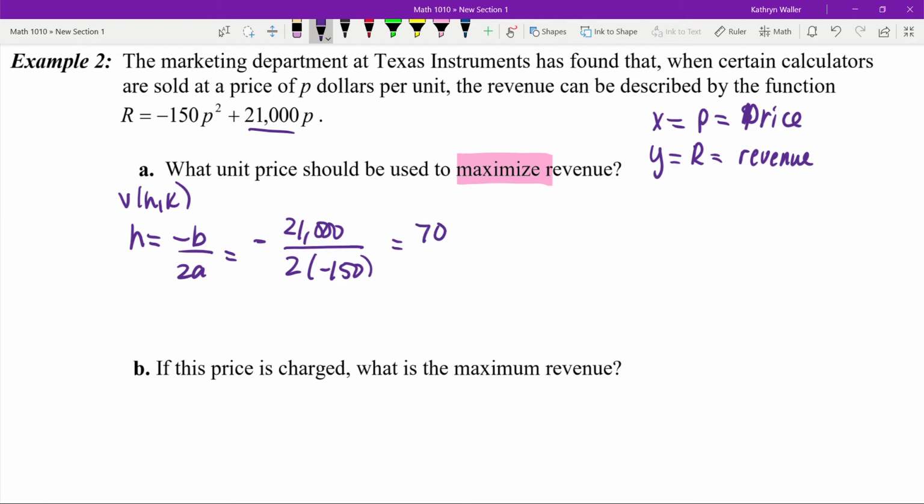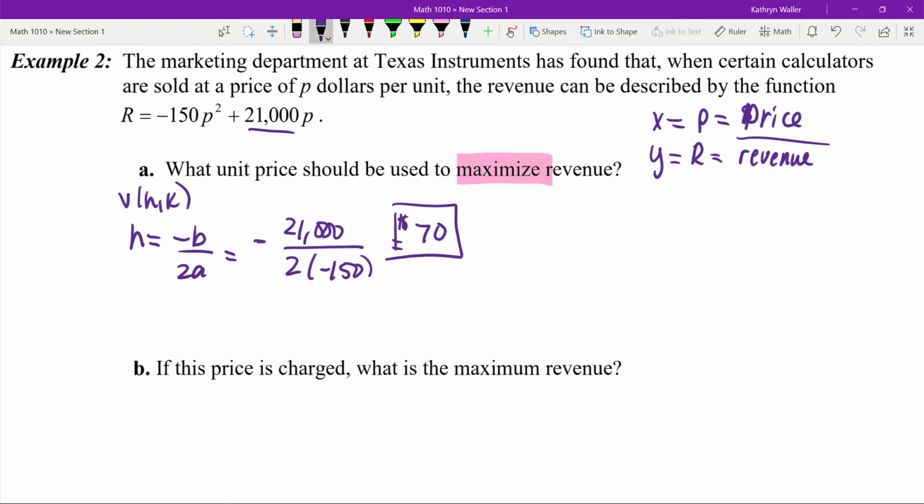Everybody freeze. 70 is the x coordinate of the maximum, which is the vertex. The x coordinate stands for price. So this is the price that's going to maximize the revenue, right? Read the question. What unit price? I'm done. My label is a dollar sign. There's my answer. They wanted the x coordinate of the vertex.